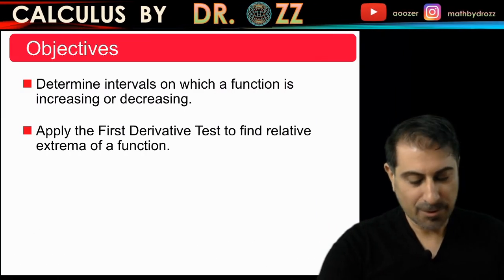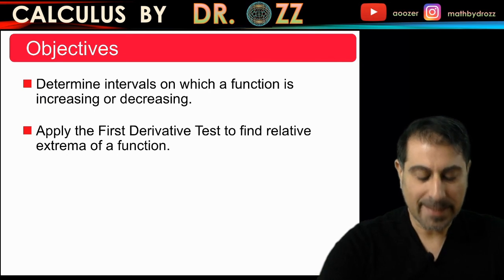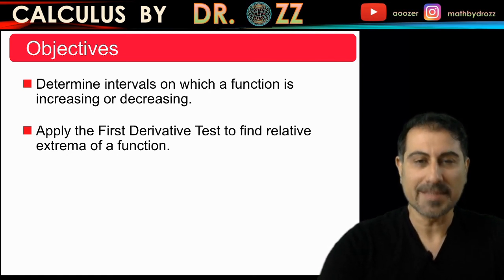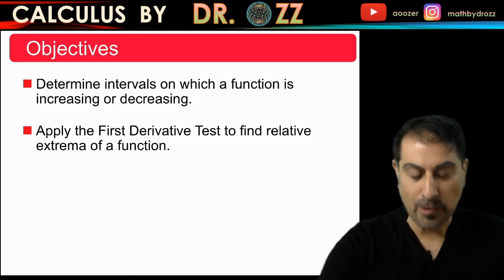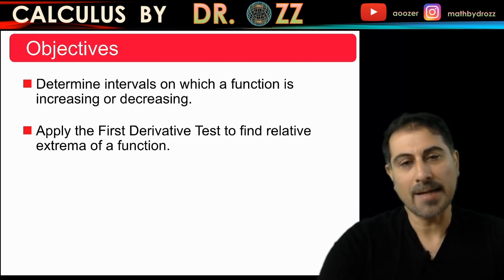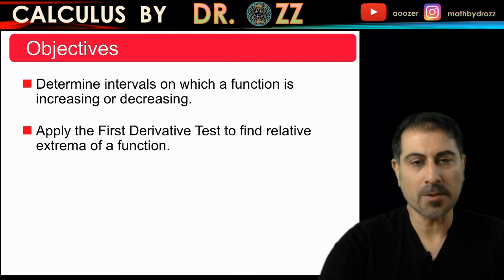All right, in the second learning objective, we learned how to apply the first derivative test to find relative extrema of a function. And all in all, we're using the data coming from f prime. F prime tells us what the critical numbers are. The sign of f prime tells us where f is increasing or decreasing, and based on that, we determine relative extrema accordingly.